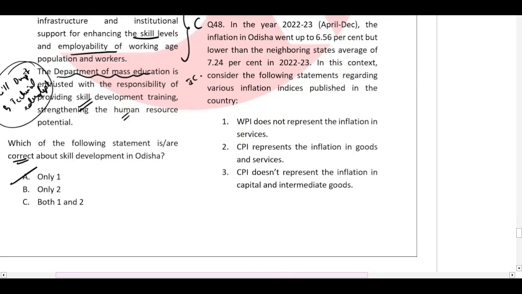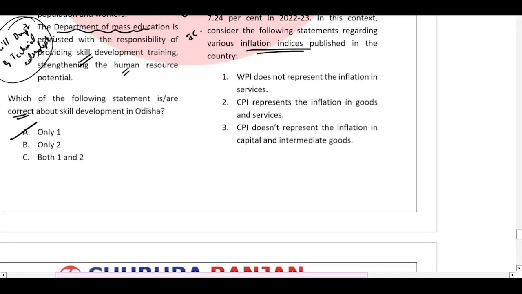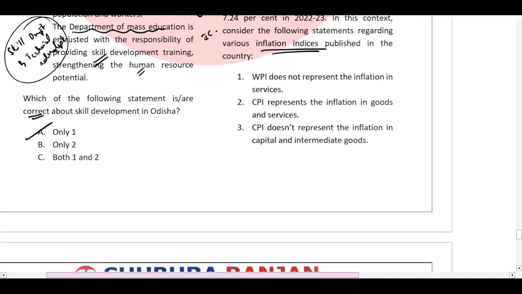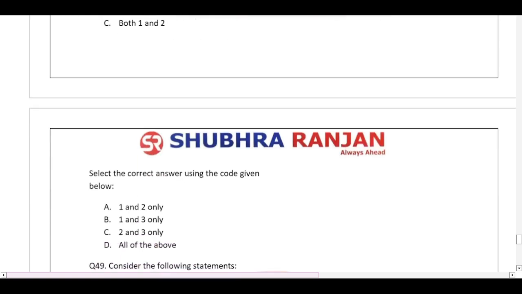Coming to question number 48. In the year 22-23, the inflation in Odisha went up compared to the neighboring states. In this context, consider the statements regarding various inflation indices published in the country. WPI does not represent the inflation in services. CPI represents the inflation in goods and services. CPI doesn't represent the inflation in capital and intermediate goods. Select the correct answer using the code given below.